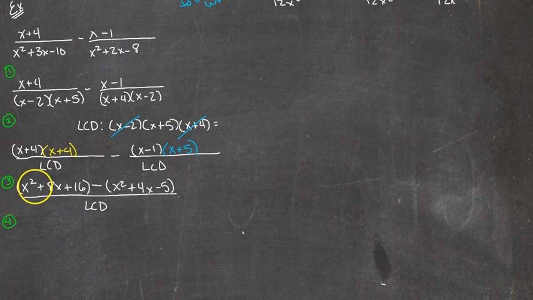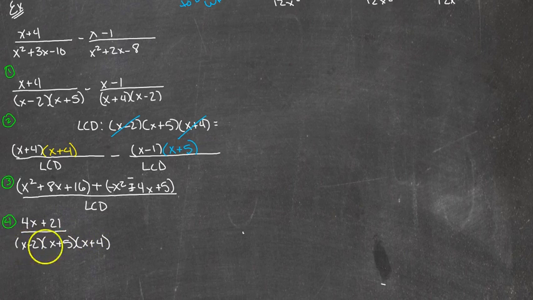So x squared, well, what does this mean? This minus means I'm going to subtract this entire number, which means I'm going to subtract each part in turn. So let's change all the signs inside and then turn it into addition. Now I can combine all my like terms. x squared minus x squared, those disappear. 8x minus 4x is 4x. 16 plus 5 is 21 over, now I have to actually write my LCD, x minus 2 times x plus 5 times x plus 4.